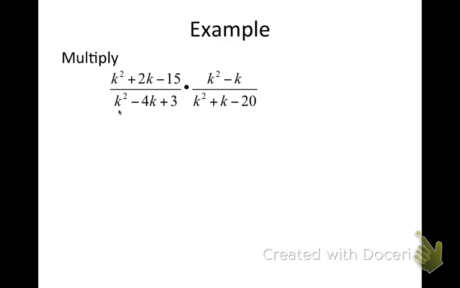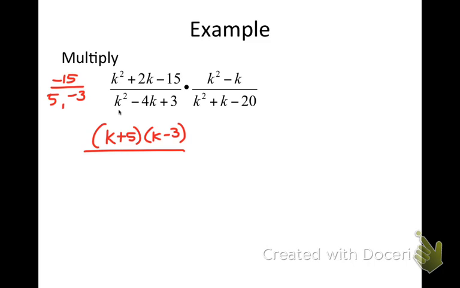All right, so we just start factoring. Numerator, factors of negative 15 that get you to 2. Five and a negative 3, my leading coefficient is 1, so that would just go to k plus 5, k minus 3. Okay, now let's do the denominator. Factors of 3 that get you to negative 4. Negative 3, negative 1. So k minus 1, k minus 3.